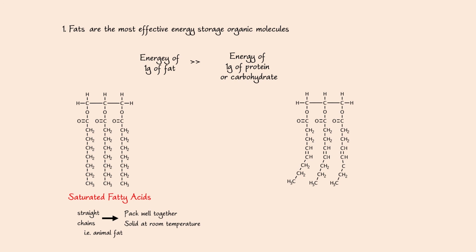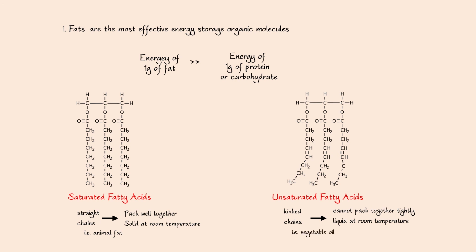Represented on the right is a fat containing fatty acids with double bonds. These fatty acids are called unsaturated fatty acids and are kinked. Because kinked chains cannot pack together tightly, fats with unsaturated fatty acids are liquid at room temperature. An example is vegetable oil.